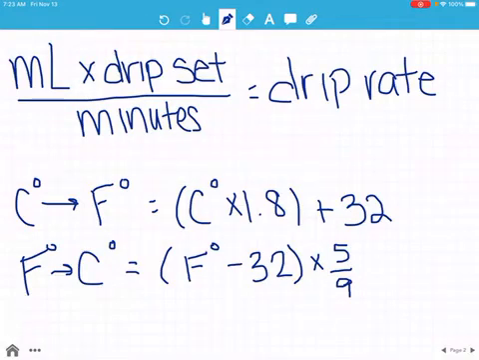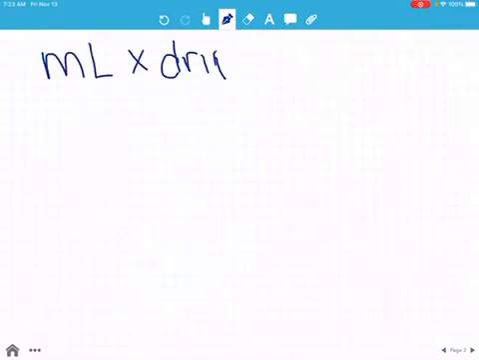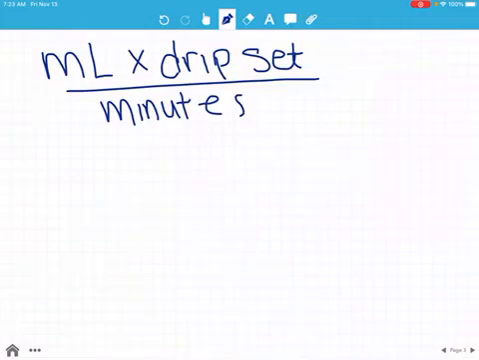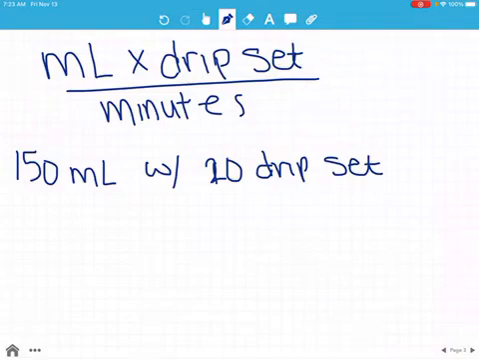So let's do just a few examples. It's quite simple. So we're going to start with drip rate. Again, I'll put my formula up here for you, all over minutes. Okay, so let's say we need someone to have 150 milliliters with a 20 drip set. And we want this IV to last 3 hours.